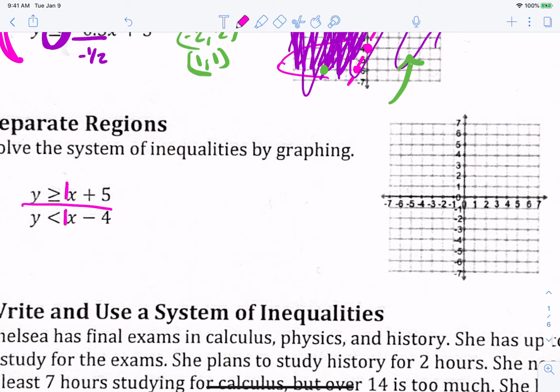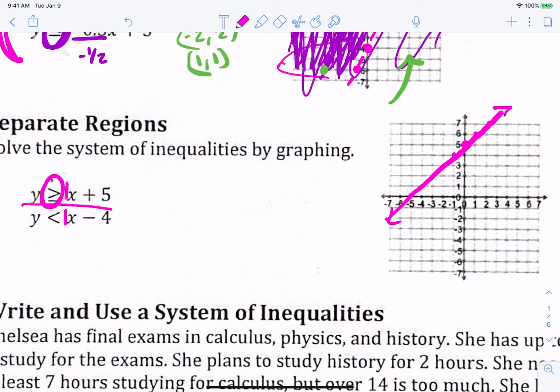Okay, so we start at the 5, and we go up 1 over 1, up 1 over 1, down 1, left 1, down 1, left 1, and keep doing that. Should this first one be solid or dotted? Solid. This guy tells me he is solid. Okay, draw my line. There's my first one.